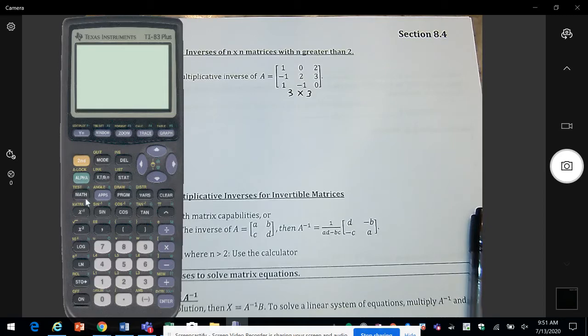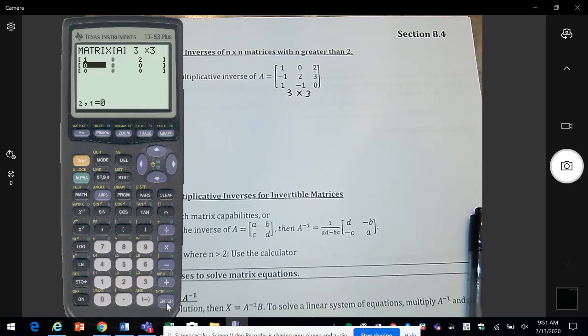We want to input our matrix, so I'm going to go second matrix, and I'm going to press edit, and this would be a 3 by 3. I'm going to enter the numbers, so 1, 0, 2, -1, 2, 3, 1, -1, and 0. Then I'm going to quit and go back to matrix.